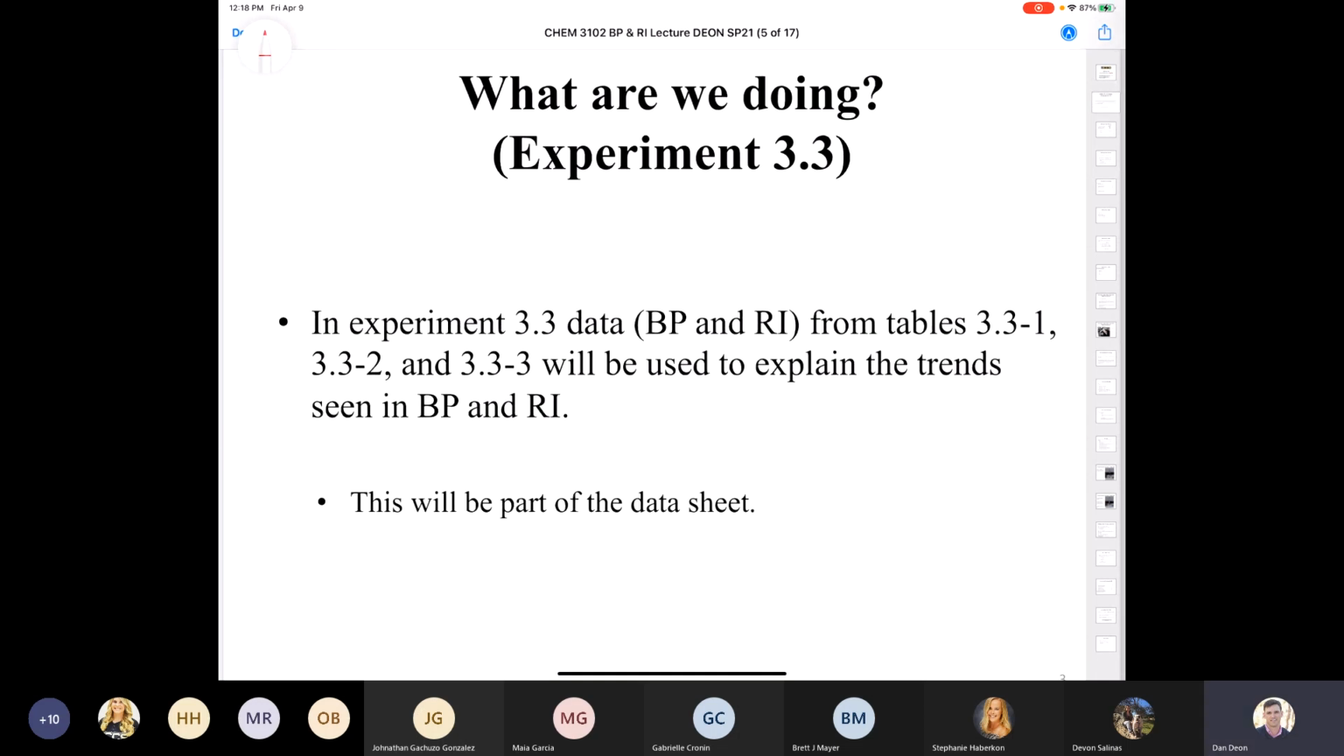So in experiment 3.3, where you're going to be looking at both boiling point and refractive index, you're going to examine the tables 3.3-1, 2, and 3, and you're going to use those to explain the trends of boiling point and refractive index. This, again, is the dry part of the lab. So this is the dry part, experiment 3.3, and this is going to be covered on the data sheet. Again, this is the dry portion.